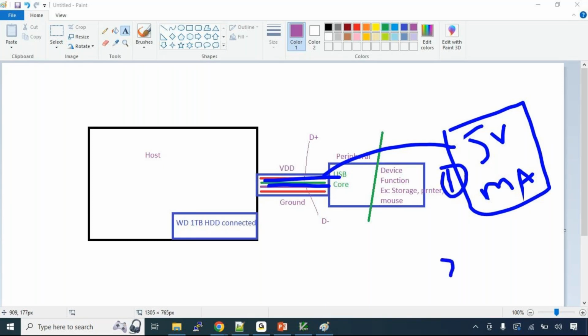Second is the concept of suspend operation. When the device is not being used for a specific period of time, they put it into the suspend state. When you suspend the device, the power consumption will be significantly reduced.